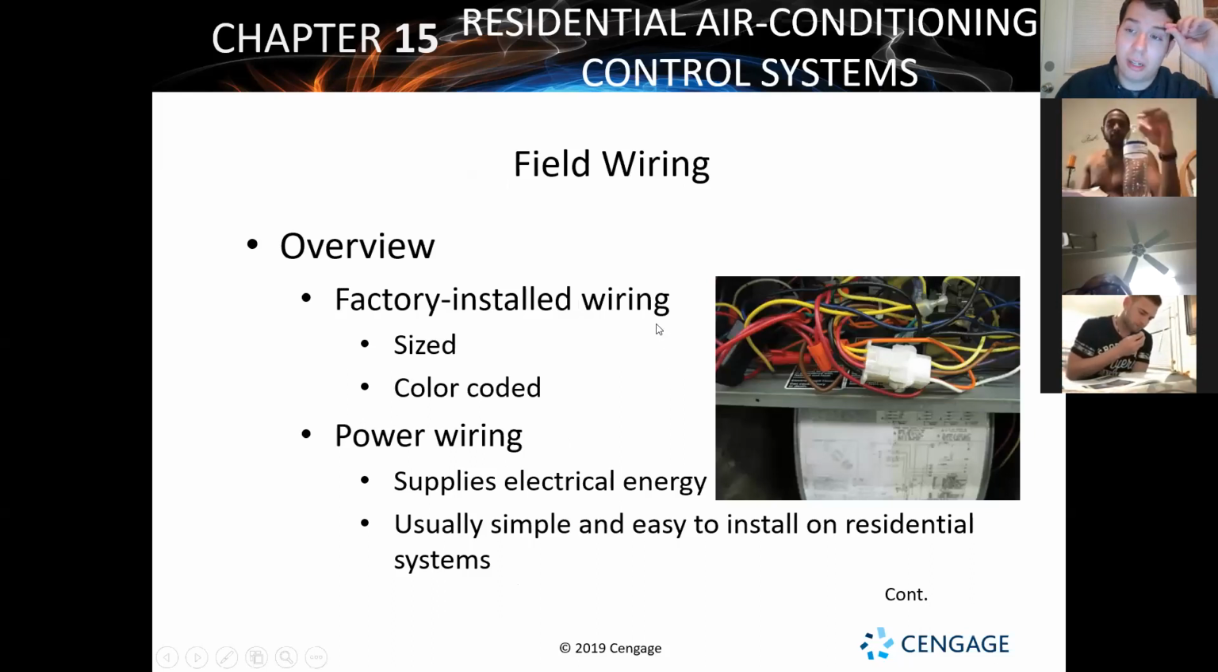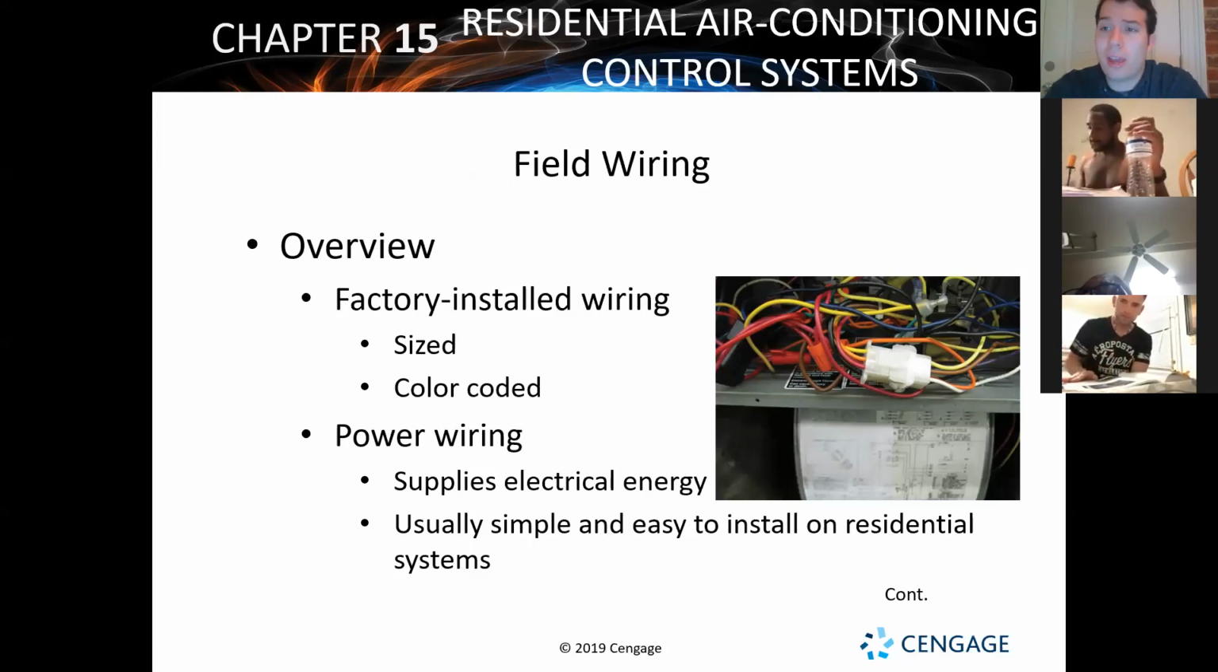All right, so we've got 2 different types of wiring you're going to see on a wiring diagram. Always, you're going to have what's called factory wiring, which is everything that comes pre-connected from the factory, and then you'll have field wiring. And field wiring is very simple.